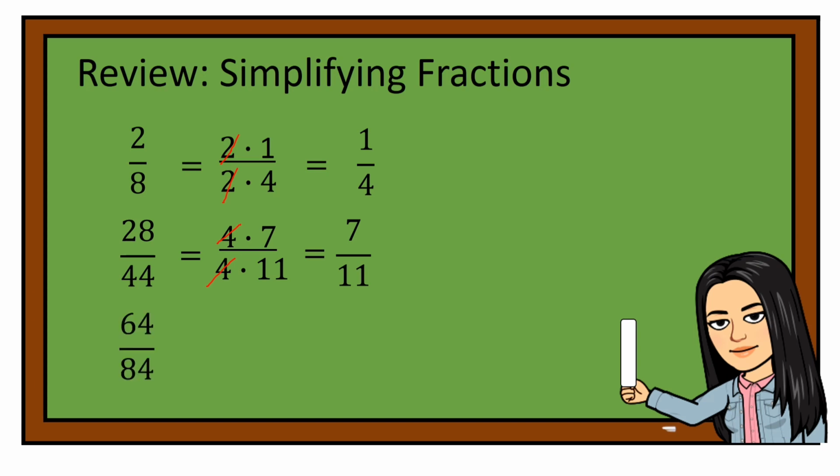Next, simplify 64 over 84. So that would be equal to, the factors of 64 are 4 times 16. And the factors of 84 are 4 times 21. Getting the common factor in the numerator and denominator, we have here 4 as the common factor. Cancel 4, that would be equal to 16 over 21.